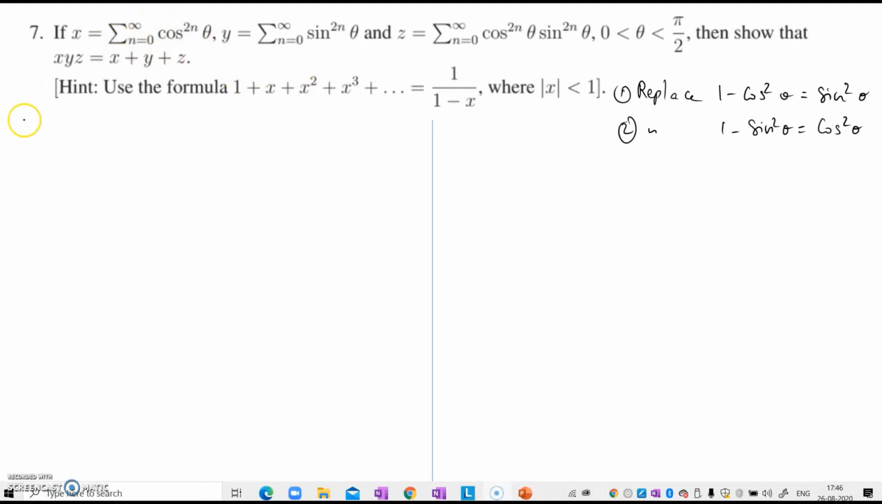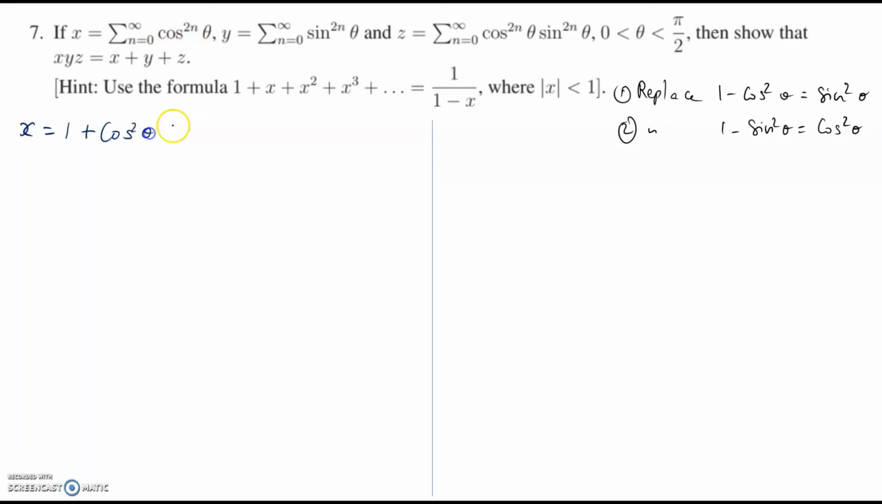expand this. So let's say our x is equal to, when you put n is equal to 0 into this, it is cos to the power 0 theta, so it will be 1. So when n is equal to 0, it is 1. Then plus, when n is equal to 1, this becomes cos to the power 2 theta. So cos squared theta. Plus, when n is equal to 2, it becomes cos to the power 4 theta, and so on. Now we know that by this given formula, 1 plus x squared plus x cubed and so on will be 1 by 1 minus x.